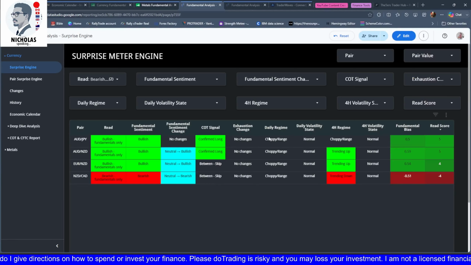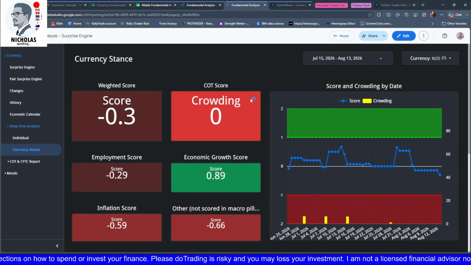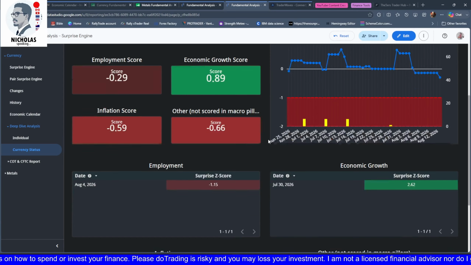So I hope you got to understand why the New Zealand dollar seems like it's crashing in most markets, and where the information is coming from and how it's leading to what we see on the chart.